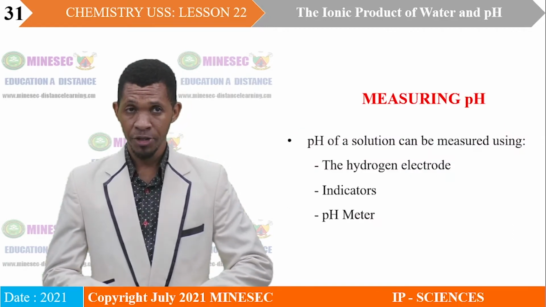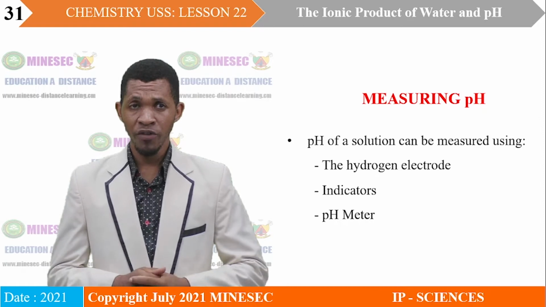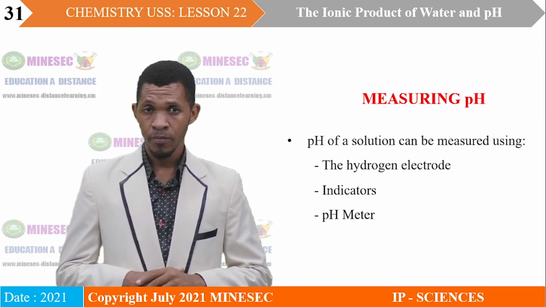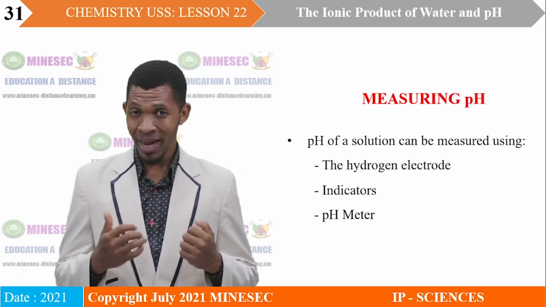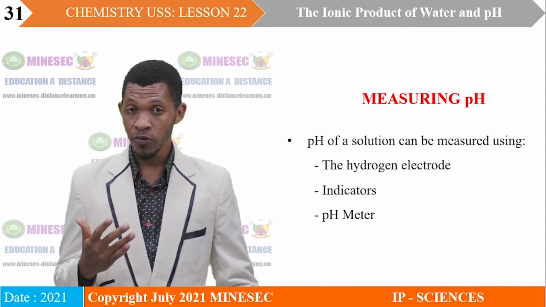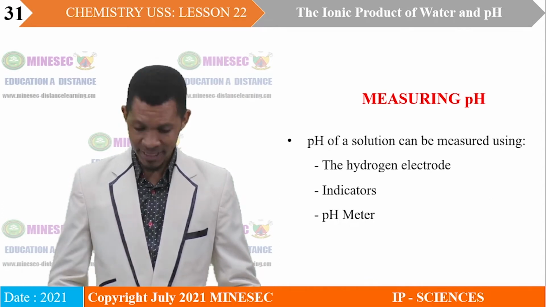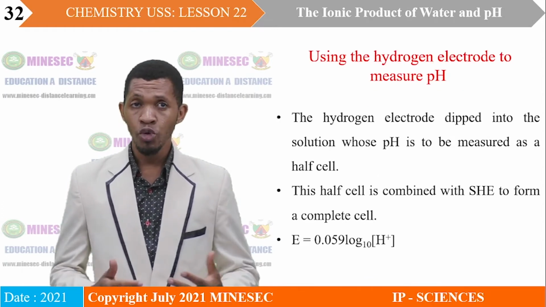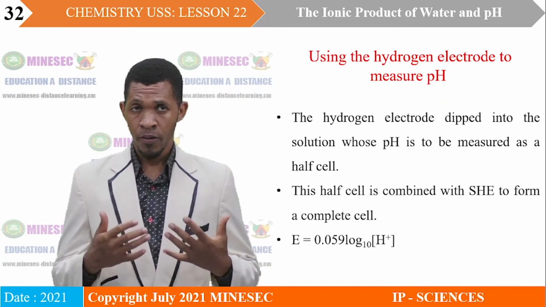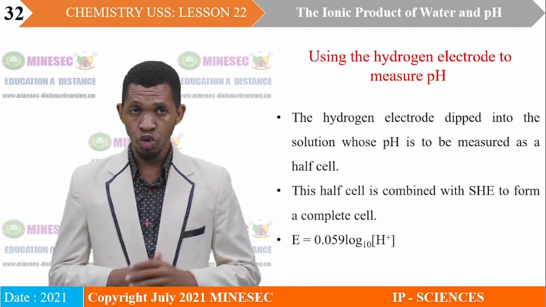Measuring pH. The pH of a solution can be measured using the following methods. 1. Using a hydrogen electrode. 2. Indicators. And 3. The pH meter. Now, using hydrogen electrode to measure pH.